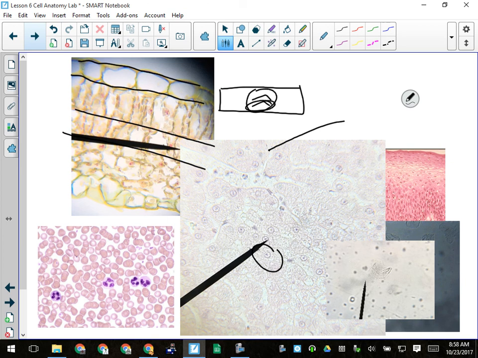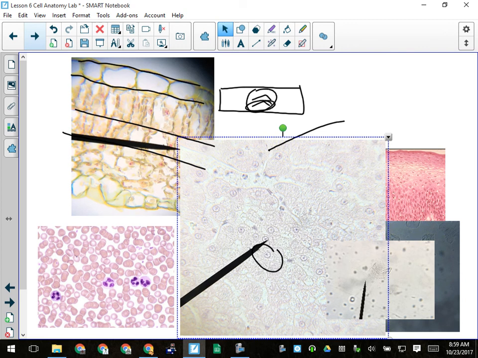And remember that underneath the stage there's that condenser diaphragm that you can adjust to change how much light is coming through. When you get up to the high power, especially on the cheek cell, but also on the animal cell, if you adjust that a little bit, sometimes it improves the contrast. That's the difference between light and dark, and it makes the cells stand out a little better. So it's something you might want to try.